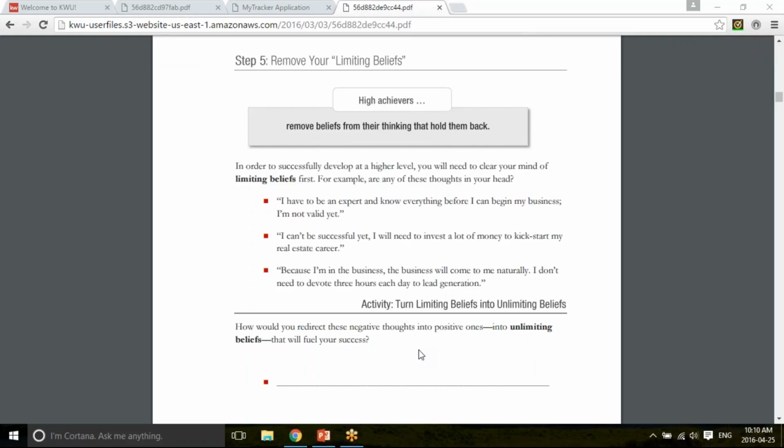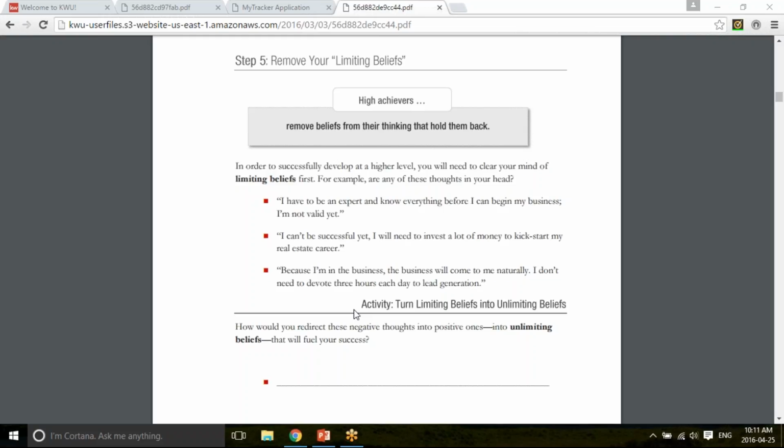Okay, so the next section, there's two more modules to this piece. And the next one is limiting beliefs. I love these ones. So: I have to be an expert and know everything before I can begin my business, or before I can move to the next level, or before I can do X or Y. I can't be successful yet.